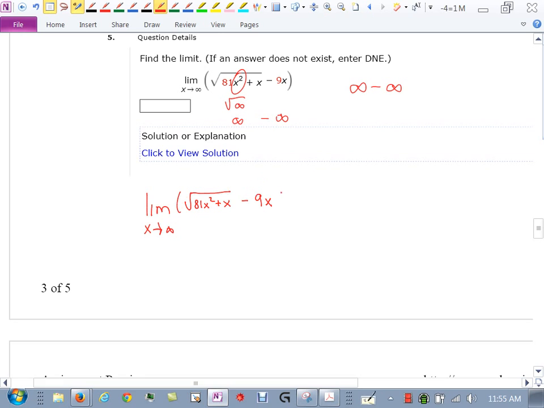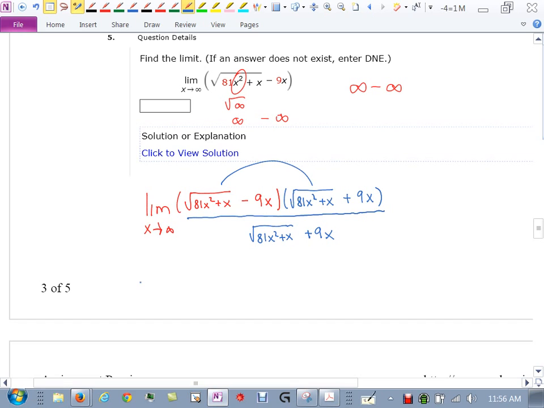So I'm going to take my original limit, and I'm going to multiply it by its conjugate, which is the same thing with a plus between them instead. And if I multiply by the conjugate, I must divide by the conjugate also. So I'm going to put my conjugate down here. Now, what happens when we FOIL out the top? So multiply that times that.